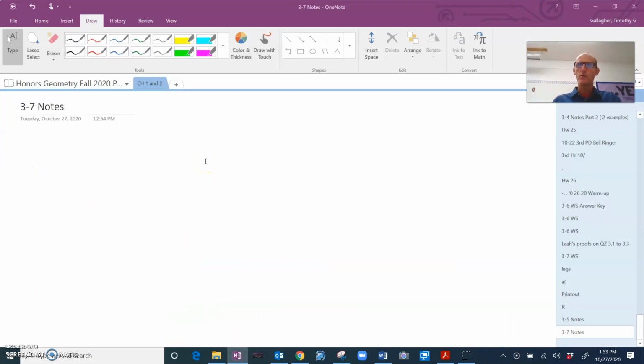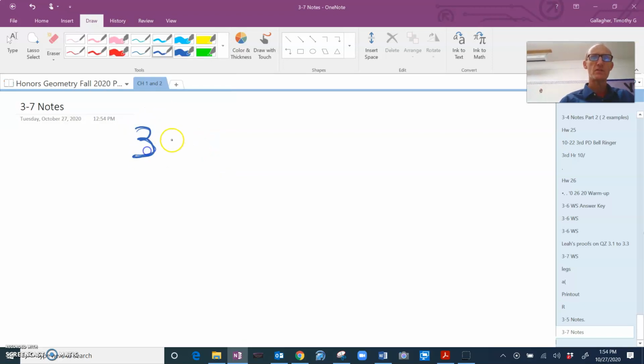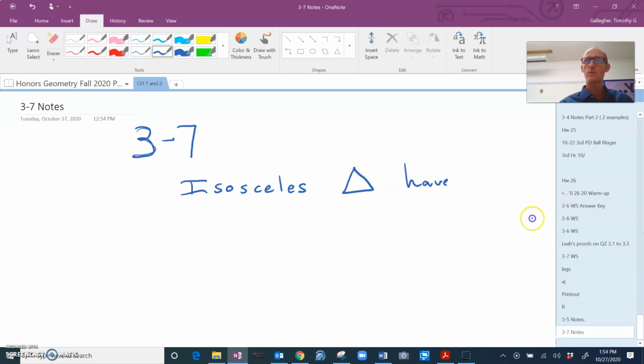Hello, this is 3-7 notes for honors geometry, and it requires us to understand in this section that isosceles triangles have two congruent sides and two congruent base angles.